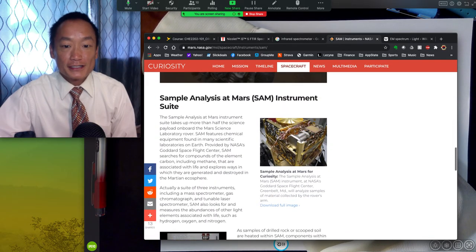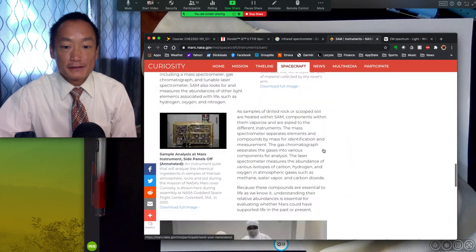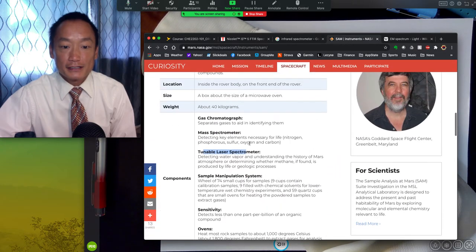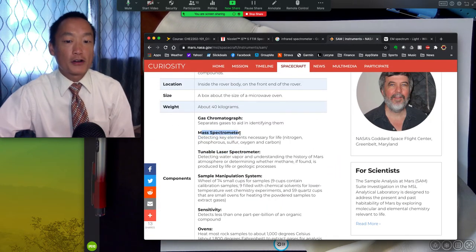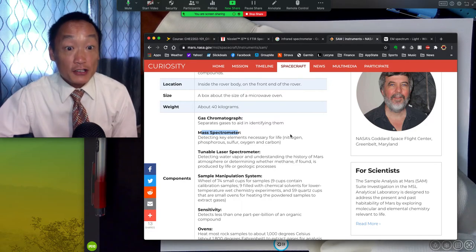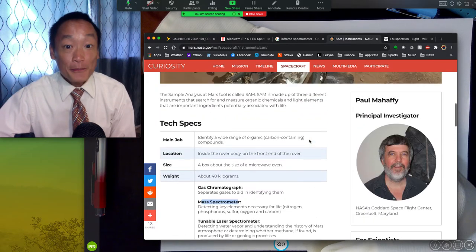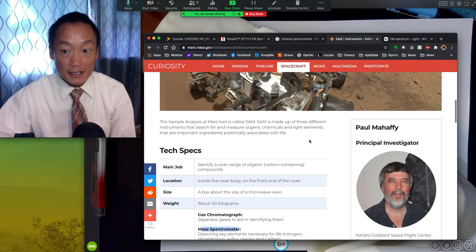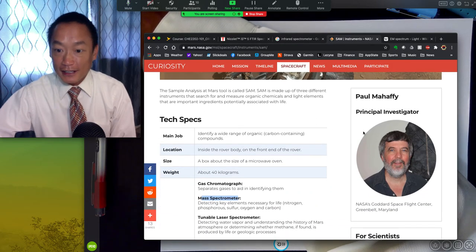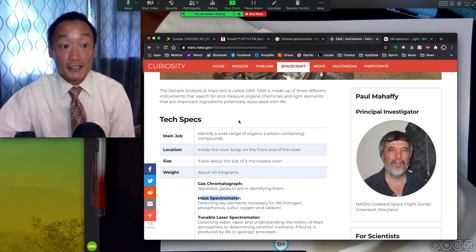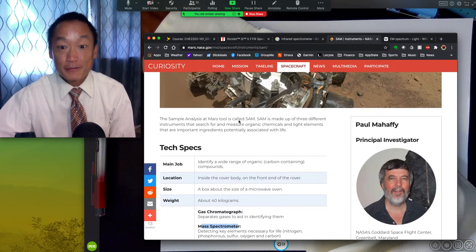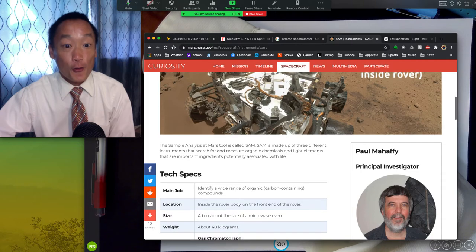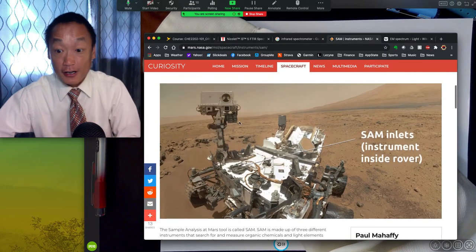look at what else is on the SAM instrument suite. Find it. Where is it? Mass spectrometer. There is a freaking mass spectrometer on this thing. So let's talk about what's on this rover, that mass spectrometer. Look at that guy. He probably worked so hard to get to where he is to be able to be the lead principal investigator on a robot on Mars. That is so cool. Good for that guy.